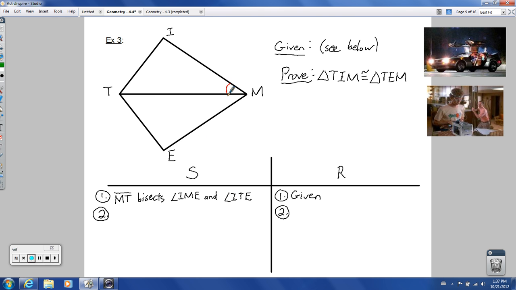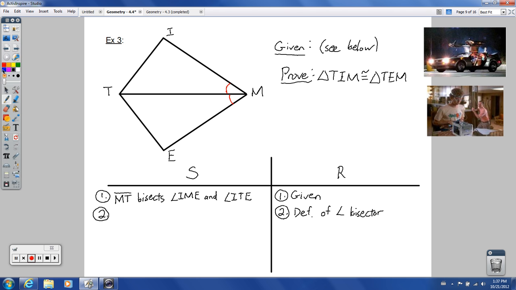Well, if it bisects, couldn't I say that that is congruent to that? That's what bisector means. That's what the definition of an angle bisector is. So that's what's going to go over here. The definition of angle bisector. Based on that definition, I can say that that and that are congruent. I could also say that this angle right here is congruent to this angle right here. So those two angles are also congruent.